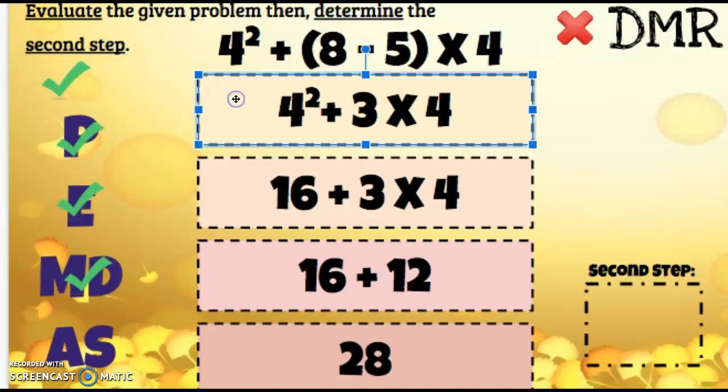So looking here, step 1, step 2. So what did I do from step 1 to get to step 2? Well, I solved 4 squared. So I would do 4 squared. And that is my second step.